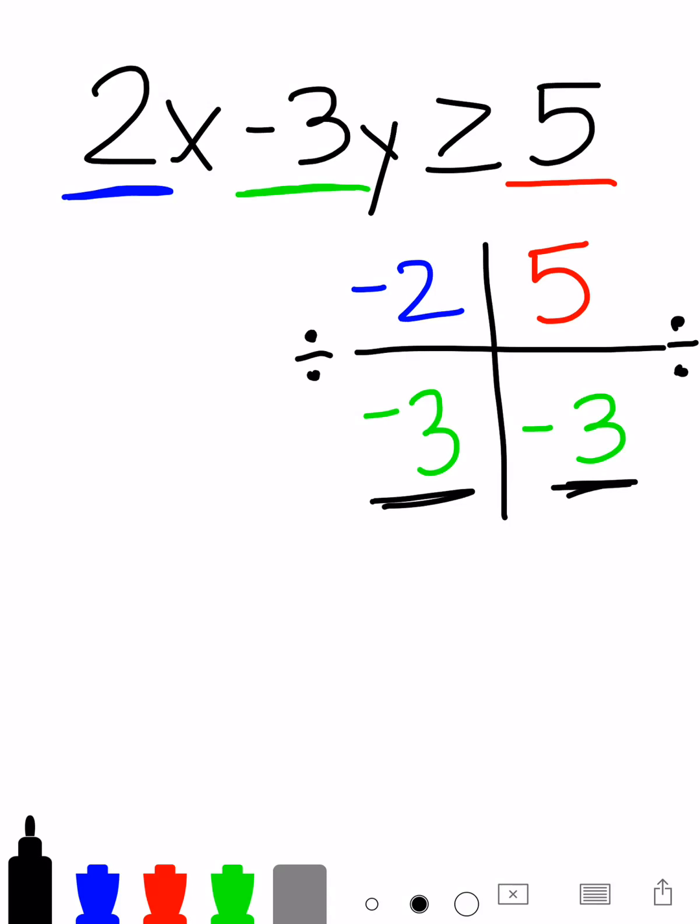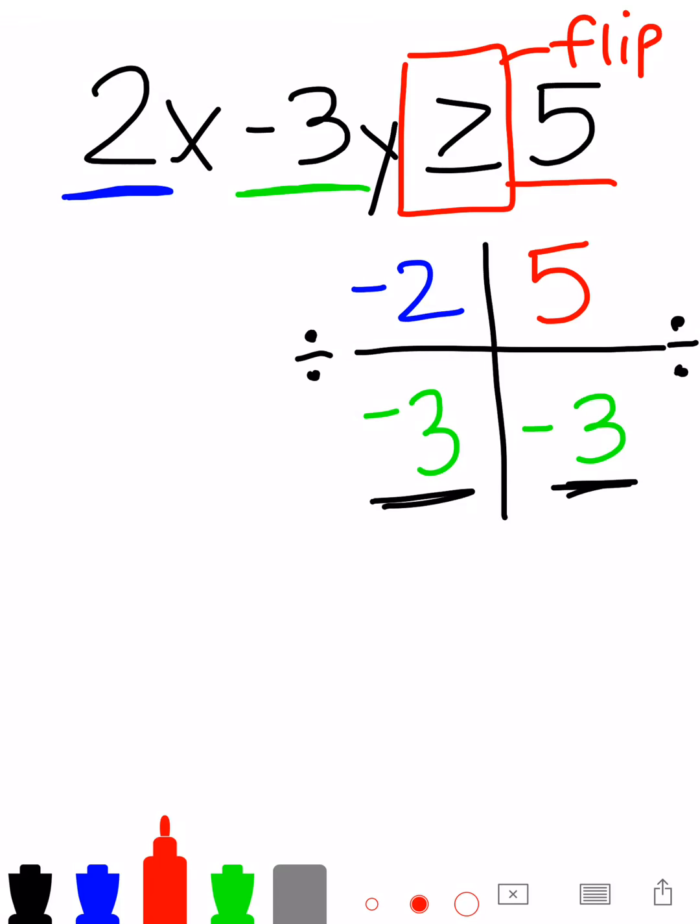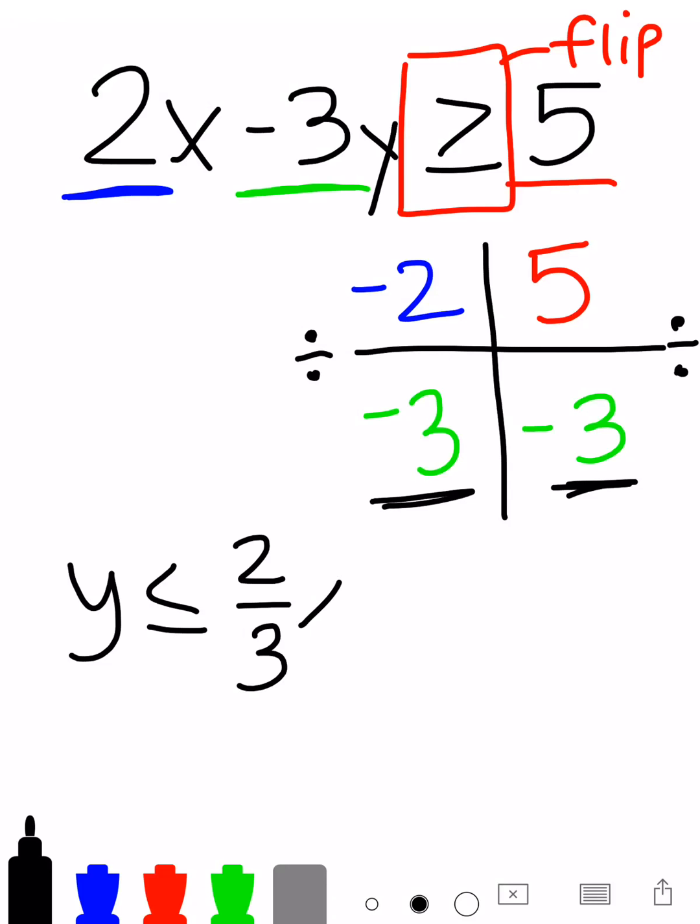So what do I have to do with this inequality symbol? You have to flip it. You cannot forget. If you divide by a negative number, you have to flip it. So when you write your answer down here, it's no longer greater than or equal to. It's going to be less than or equal to. So y is less than or equal to negative 2 divided by a negative 3 will give you a positive 2 over 3. Put your x behind your slope. And a 5 divided by a negative 3 will give you a negative 5 over 3. So it will be minus 5 over 3.